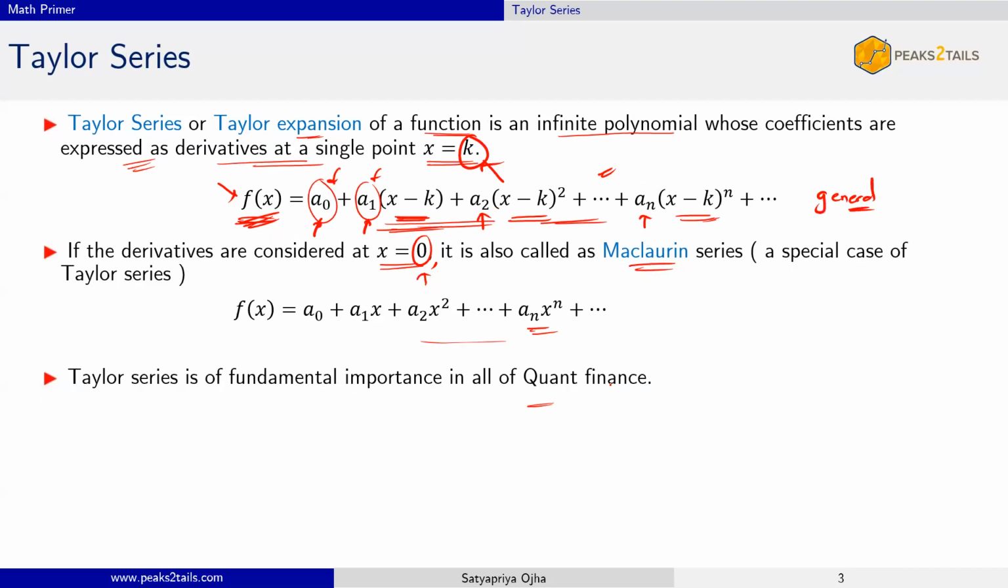Any questions on this slide? Are you okay with the form, the representation, coefficients, powers, right? Yes, so I can expand it at any point x equal to k. In Maclaurin series, that special point is at x equal to 0. That's the only difference.